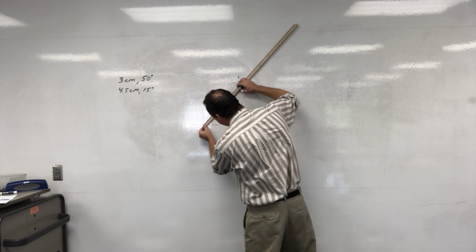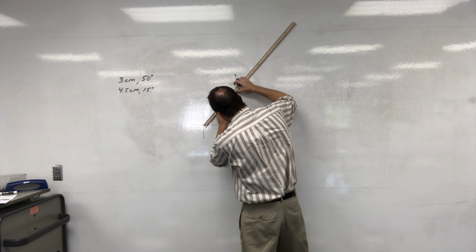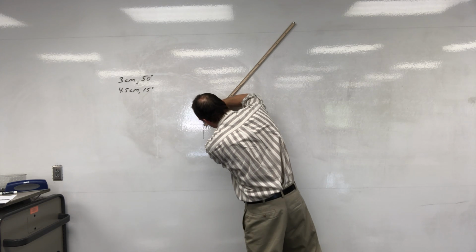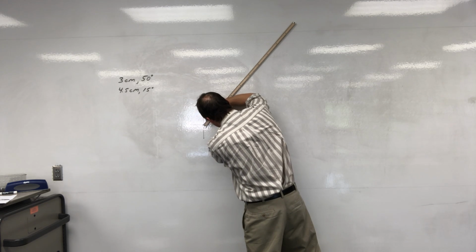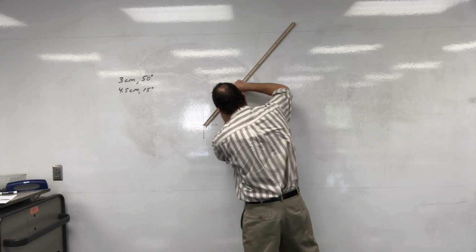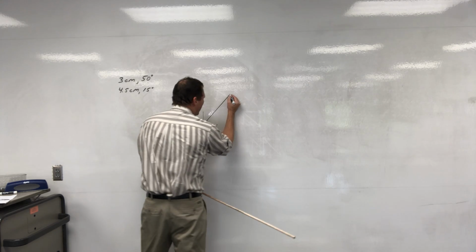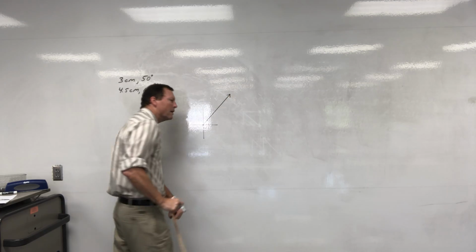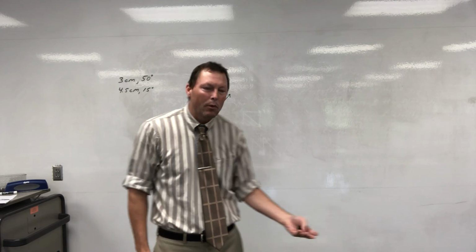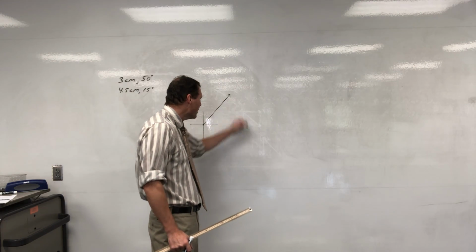So here I go. Start at the origin, and I'm going to draw a vector that's 3 centimeters long. There it is. And at the tip, I'm going to put an arrowhead. Again, we always represent a vector with an arrow, and an arrow has an arrowhead.